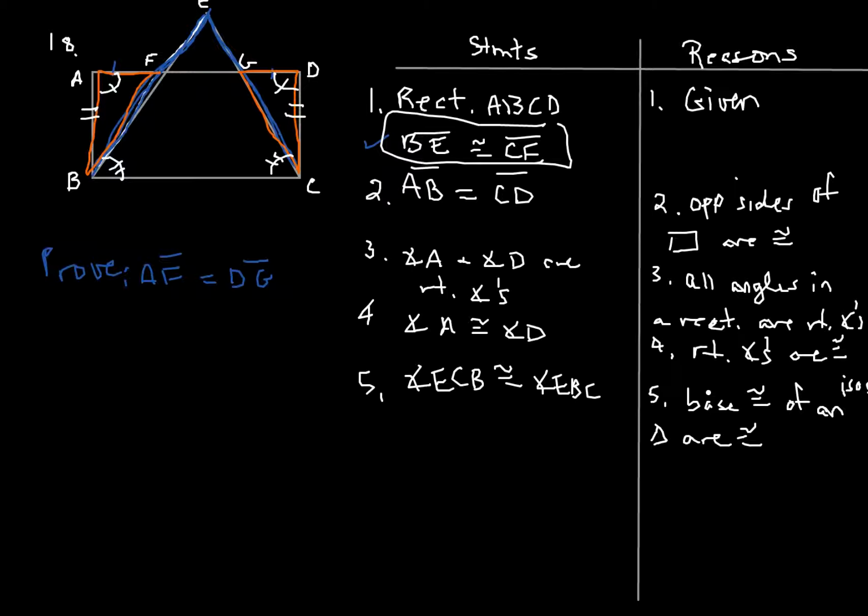So, okay, how does that help us? Well, if we know that these two, we know that FBC and ABF are complementary because they add up to 90 degrees. We know that complements of congruent angles are congruent. So we can say angle FBA is congruent to angle GCD, because they're both going to add up to 90, and complements of congruent angles are congruent.